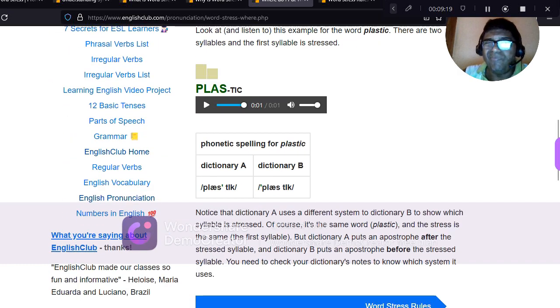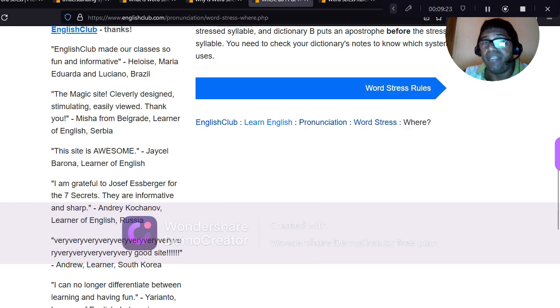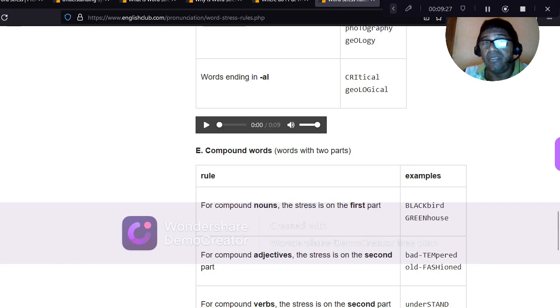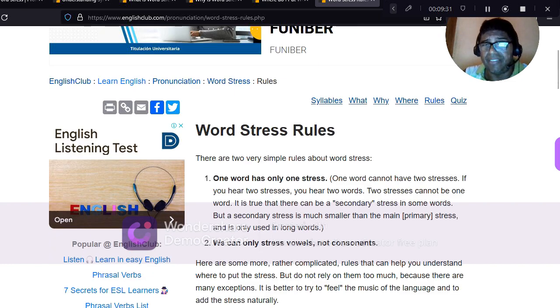Now, I don't look much into this, or I don't pay much attention to this, because I don't think this is really important. There are some rules, of course, that you can look at later on, and I'm going to give you a look at this.